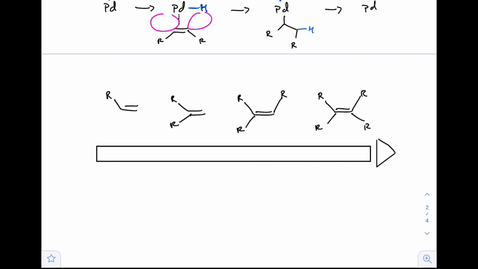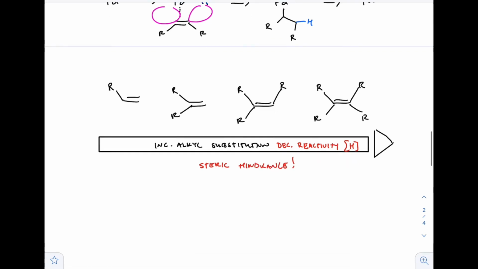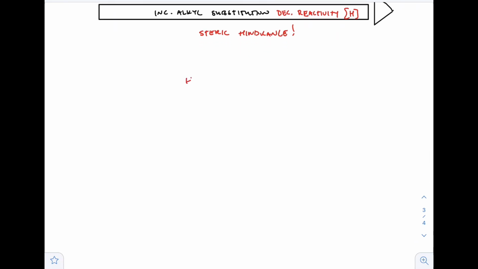All right, so we're not going to touch that. Okay, so we've got a trend going from left to right. We have an increasing number of alkyl substituents. And then what do you think the trend is for rate of reactivity? As we go from left to right, we are decreasing the reactivity rate for reduction of that alkene, okay? And that's again because of steric hindrance. It's much easier to approach a metal center and have the reduction process occur when you have less stuff going on on that carbon, okay?